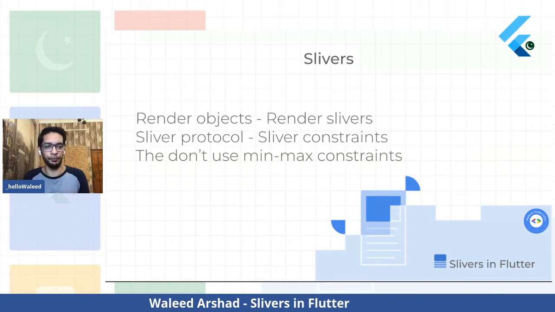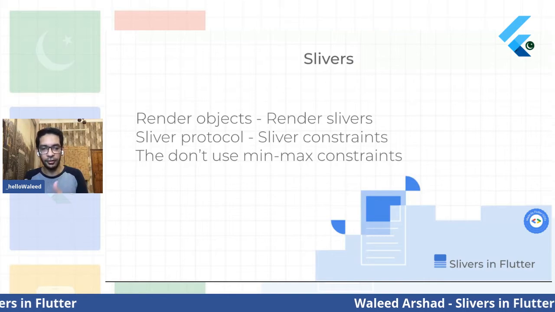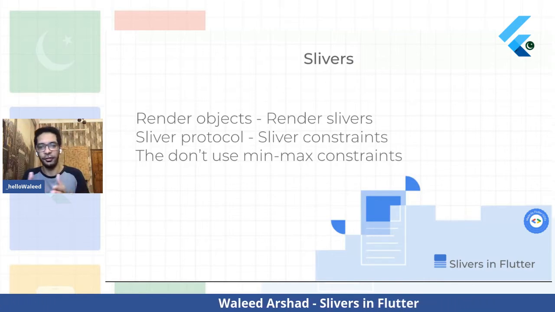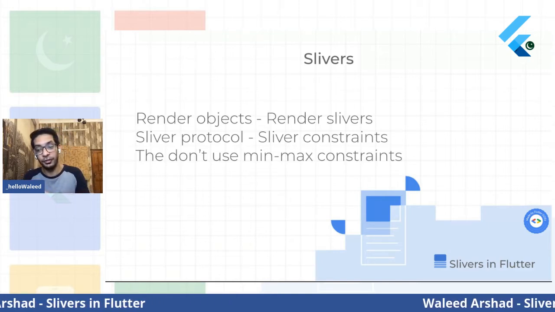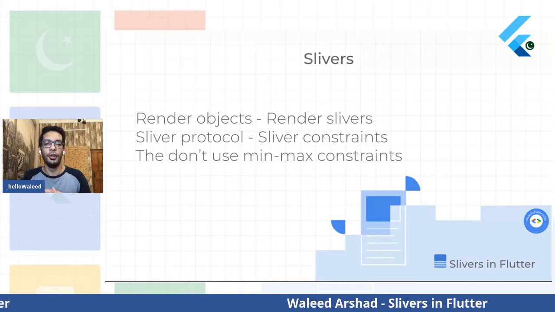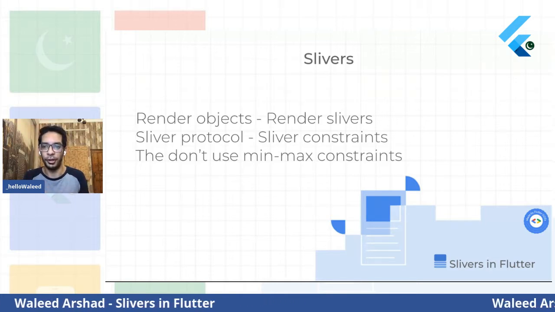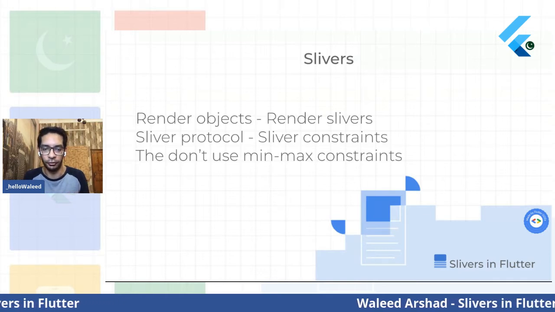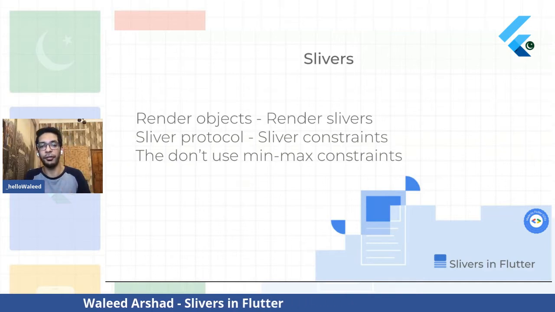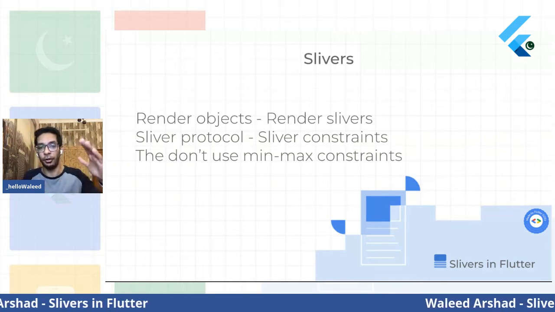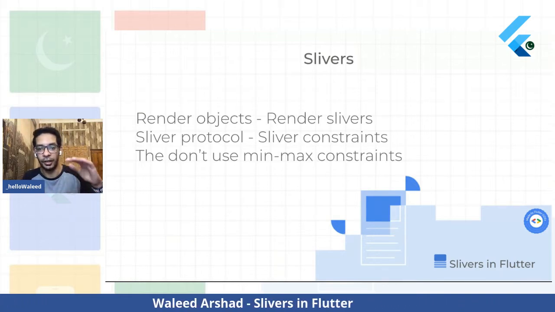Now, what do slivers use? Slivers use render slivers. So, render objects: render boxes, render slivers. Render boxes means the box is being rendered. Render slivers means the slivers are being rendered. So slivers don't have height and width, and they don't populate using min and max constraints. They populate through sliver constraints, and that's not min and max height. So that's just the area that is expandable.